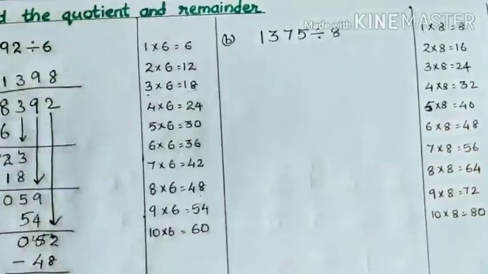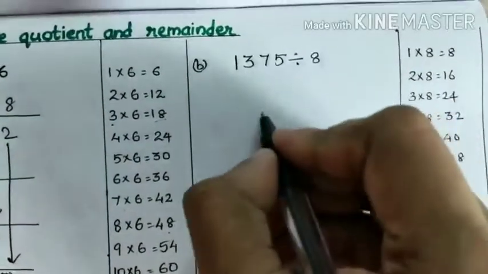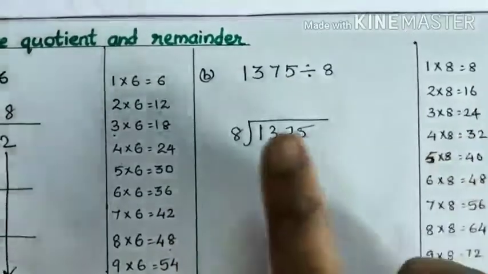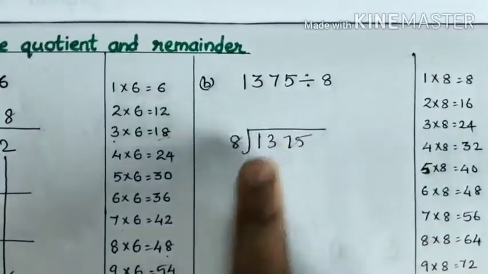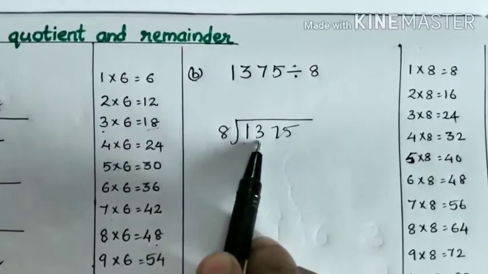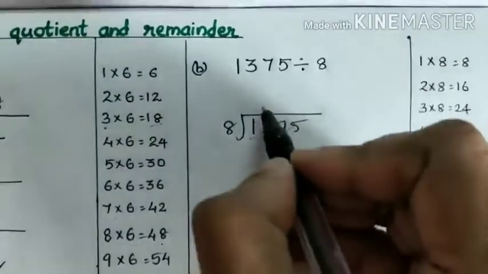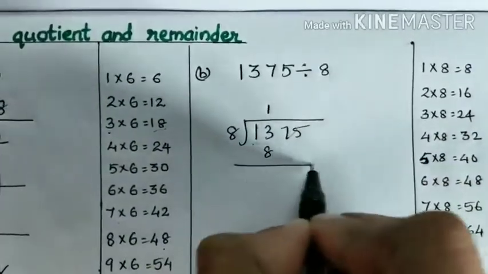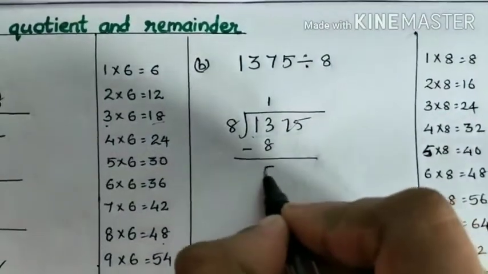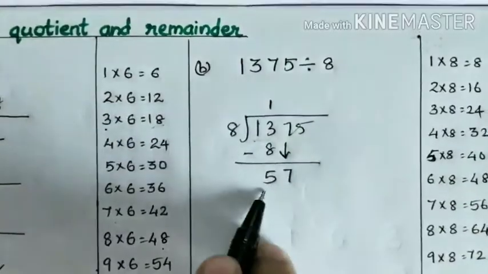Next question. 1375 divided by 8. Okay, first number 1, we cannot take 1, it is less than 8, so we have to take 13. 13, in the table of 8, how many times? 1 time. 8 once, 8. 13 minus 8, 5. Then bring down 7.